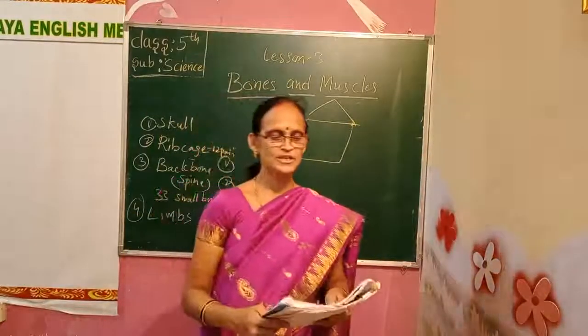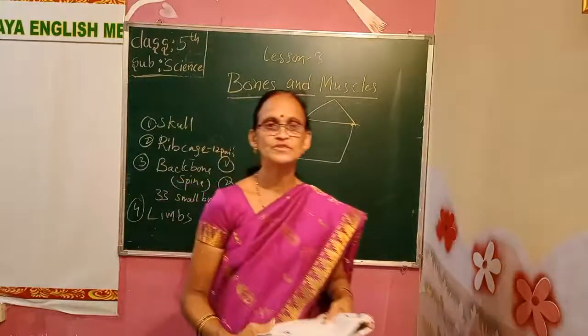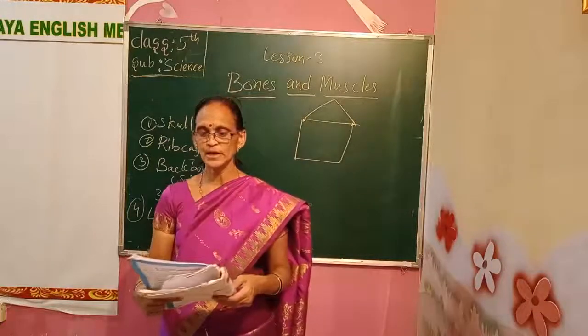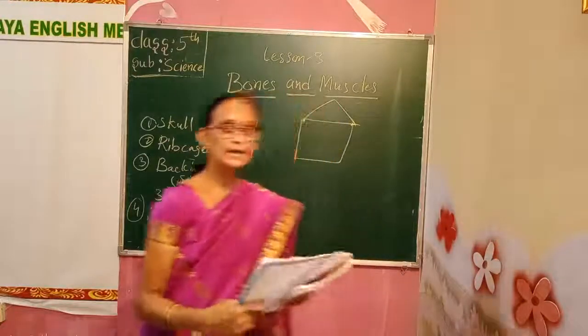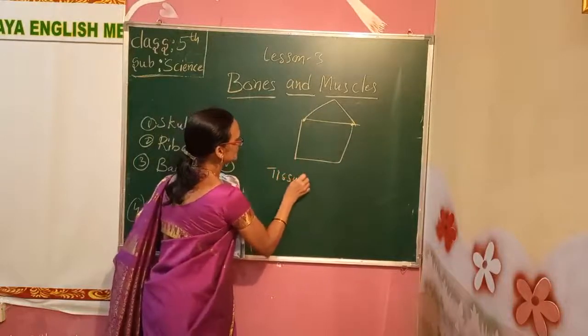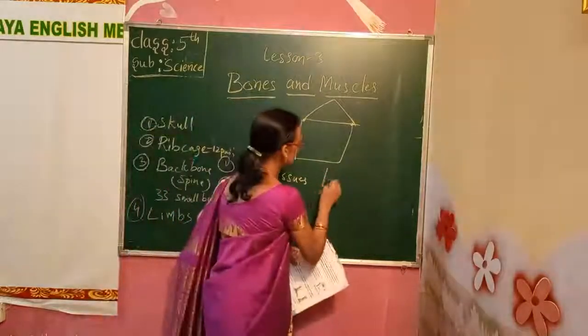Tough, elastic tissue holds the bones together. There are some tissues which are holding our bones together. What are the tissues called? The tissues which are holding the bones are called ligaments.